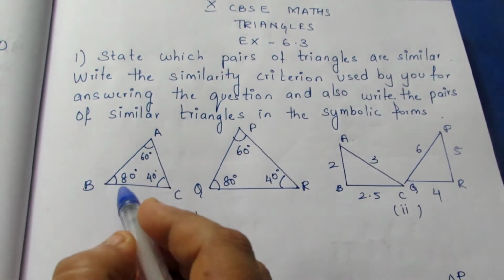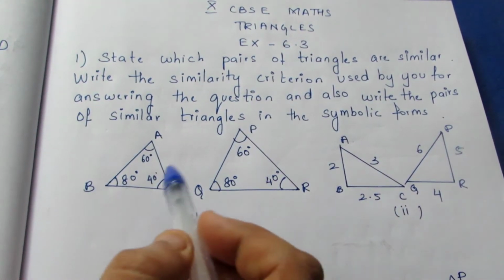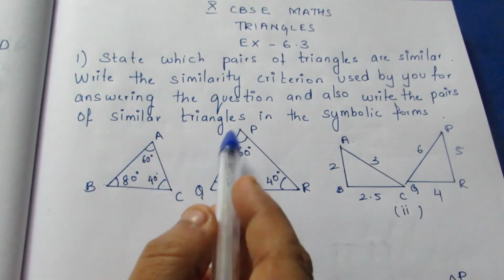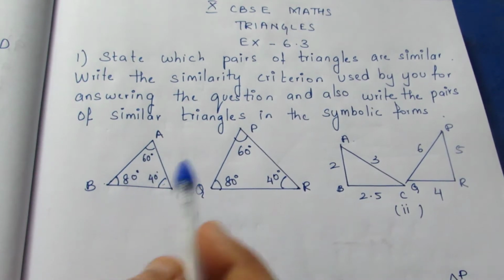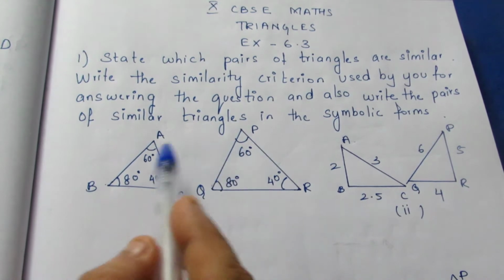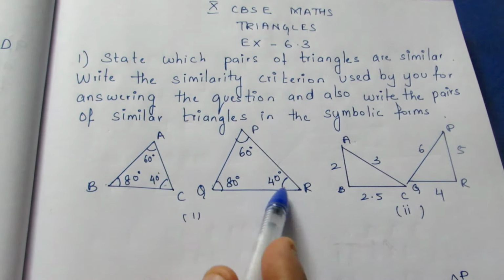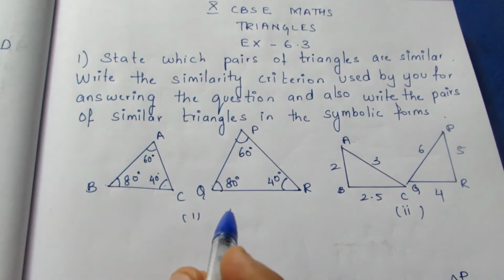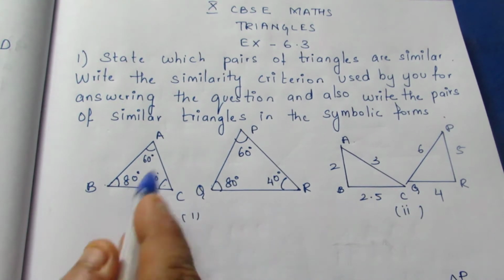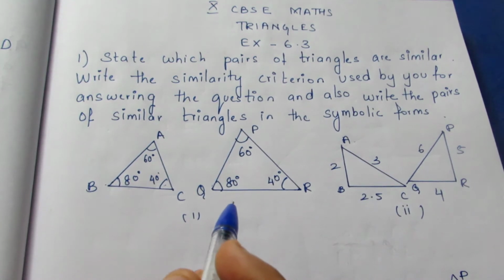Now let's see the first diagram. Always observe what the two triangles are, then start writing your answer. In the first one, it's given as ABC and PQR. Here it is 60, 80, 40. Here it is also 60, 80, 40. So in an ordered manner these two angles are equal, these two angles are equal, these two angles are equal. We have learned that in similar triangles, if two angles are equal, it can be similar. Here 3 angles are equal.